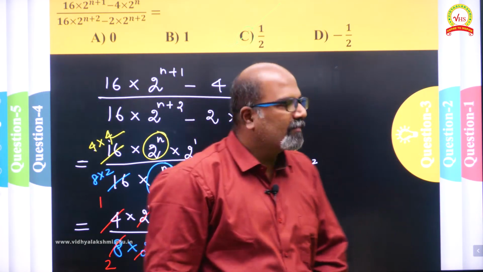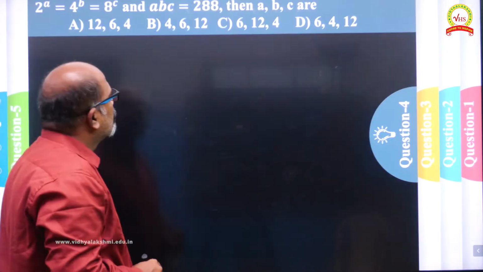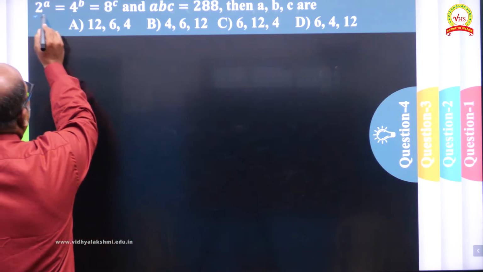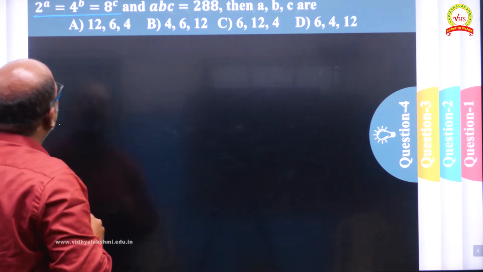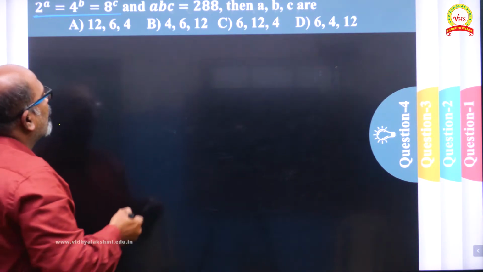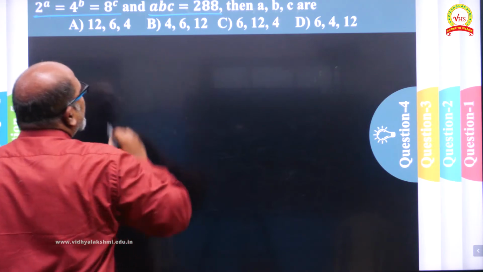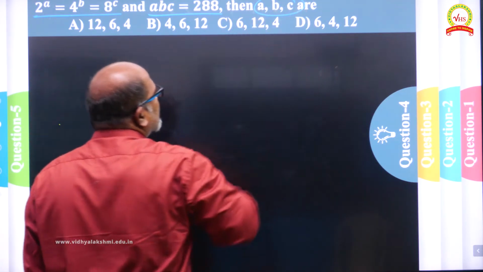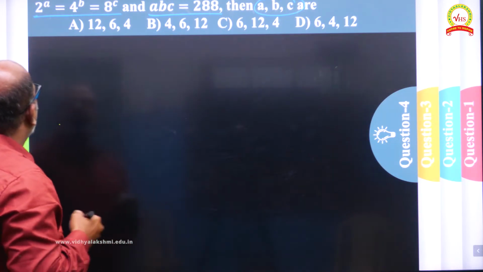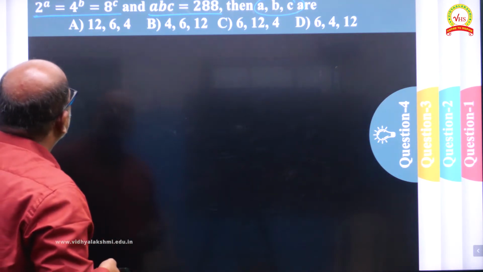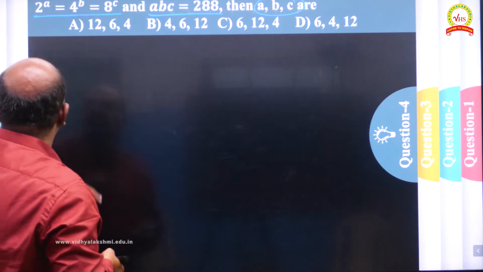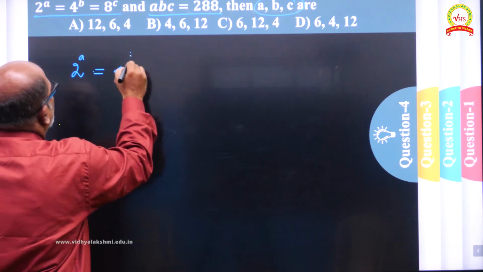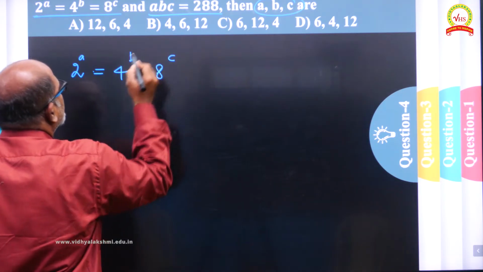Got it? Yes. Now, in this question you can observe that an equation is given like 2 power a equal to 4 power b equal to 8 power c, and one more equation given like abc equal to 288, and it is asked to find the value of a, b and c. So where am I going to start this problem? I want to start from this equation. It is given that 2 power a equal to 4 power b equal to 8 power c.